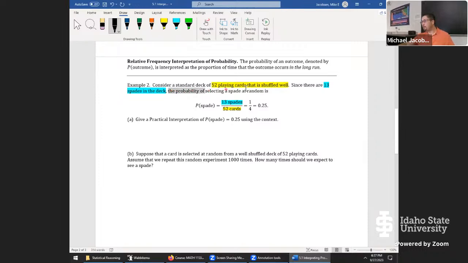So it says the probability of selecting a spade at random from a 52 card playing deck is calculated this way. Because it was shuffled well, we're assuming that we have a fully randomized deck. You just take the number of ways to get a spade. There's 13 different ways. Divide by the number of cards in the deck, 52. And this is the result we get after reducing. 13 happens to go into 52 4 times.